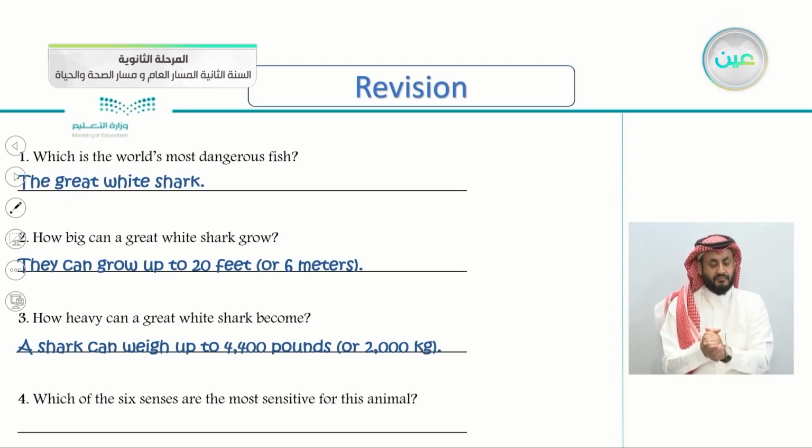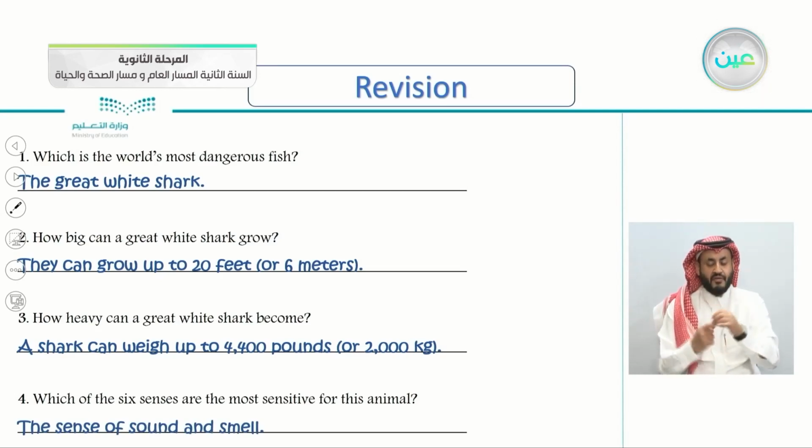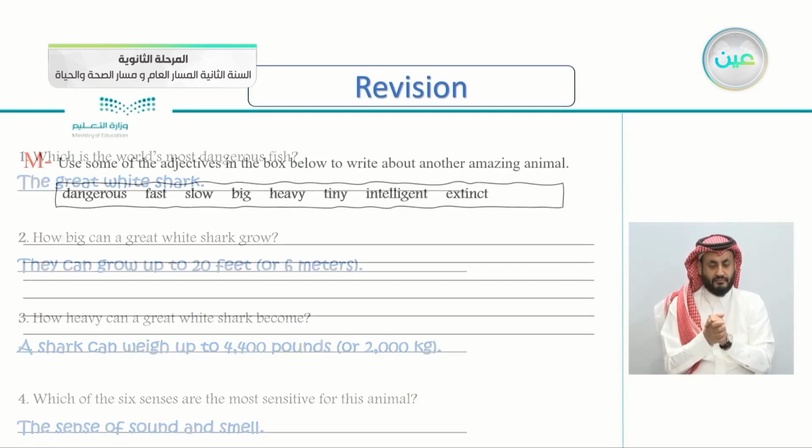This is really heavy. Which of the six senses are the most sensitive for this animal? So which sense is the most sensitive for this animal? It is the sense of sound and smell.